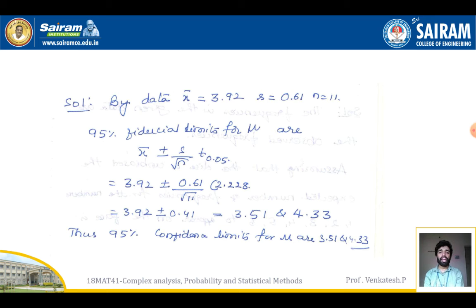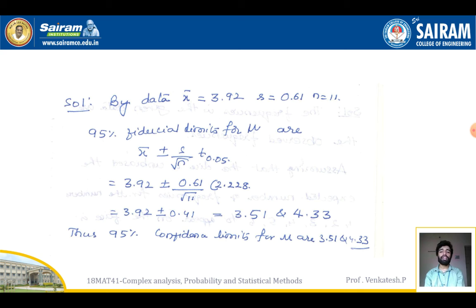By the data we have x bar is equal to 3.92, and the standard deviation is given as 0.61. Since the number of individuals is 11, I can take n is equal to 11. We have to find the 95% confidence limit here. So the 95% fiducial limits for mu is given by x bar plus or minus s by square root of n times t of 0.05.